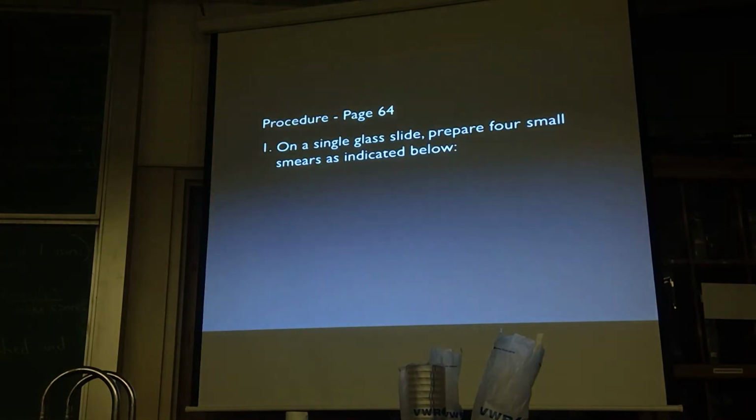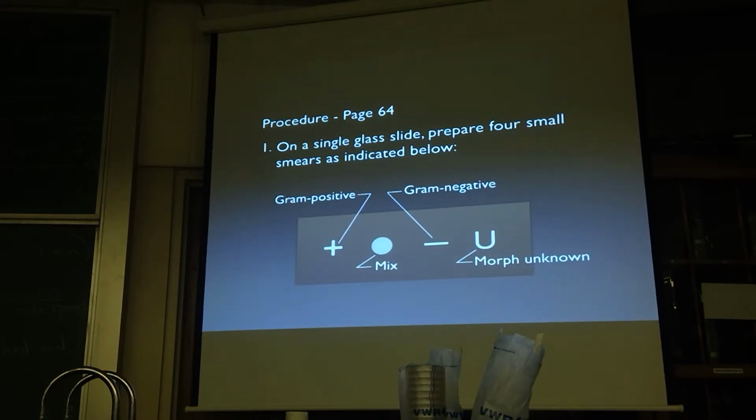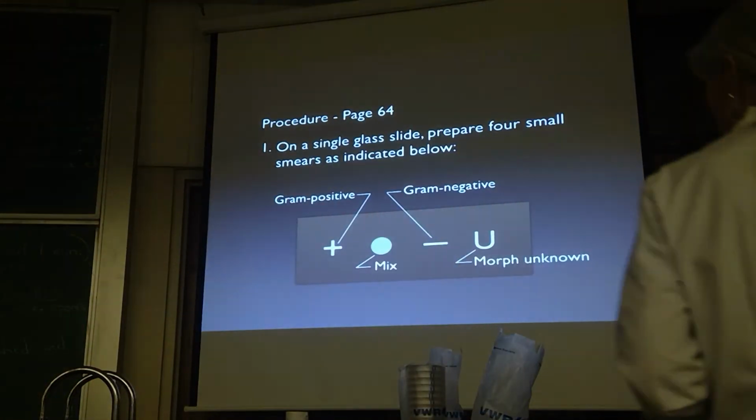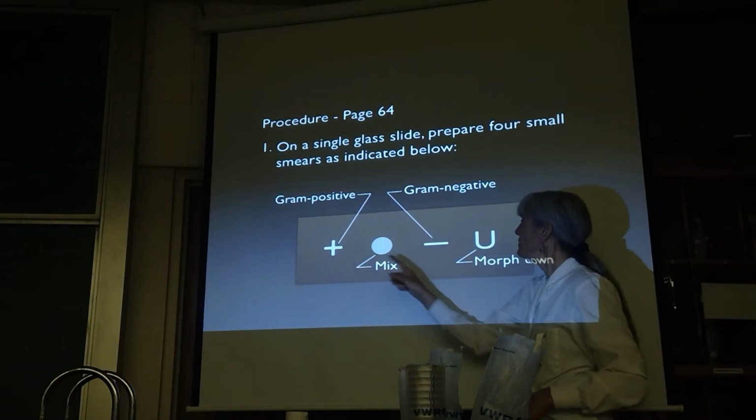Okay, so here's the procedure for doing a gram stain, and I'm going to put this on the board after I go through this. On a single glass slide, I'm going to ask you to prepare 4 smears. Remember, keep your smears small, and you want them to be uniform, a few cells in liquid. We're going to set up a slide where we have a gram-positive culture at one end, and we're going to make that a plus sign. Then we're going to have a gram-negative culture, which we're going to make a minus sign. So here's our plus sign, here's our minus sign.